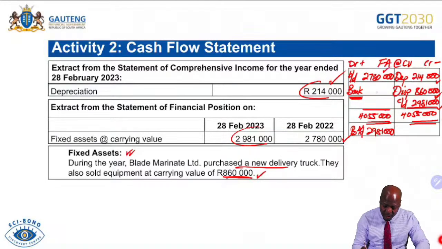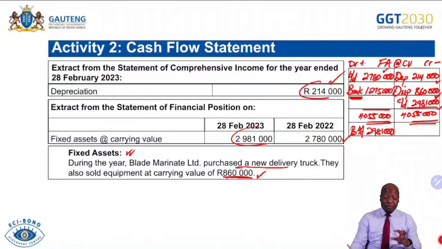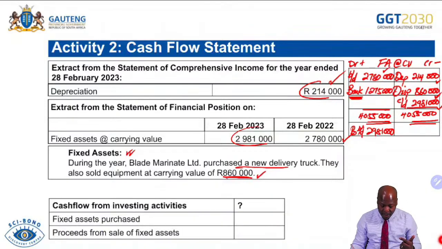All right, thank you. Someone is saying I get 1,275,000. Is that what you're getting? All right, thank you. So you also get 1,275,000. So once we get that, now we have two figures here. We have the amount that we have received from selling an asset, which is 860. But we also have the amount of the assets that we have purchased, which is 1,275,000.